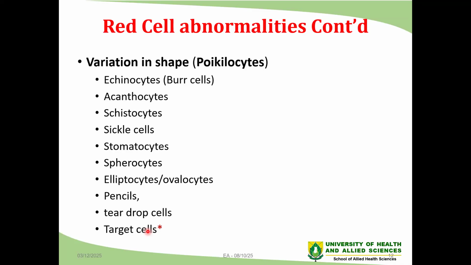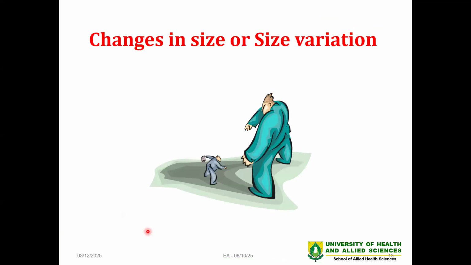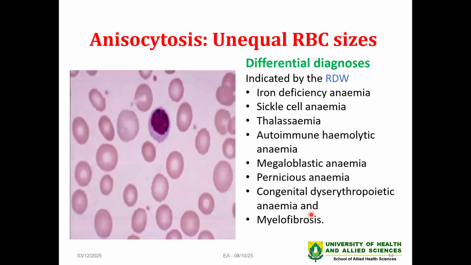So we'll take time and go to each of these abnormal shapes and sizes and then see exactly what causes those to happen. So we start with looking at changes in size or size variation. Here in this picture, we can see a smallish man, and then we can see a very tall and huge man here. So first of all, look at anisocytosis. Here, the red cells are having varying sizes.